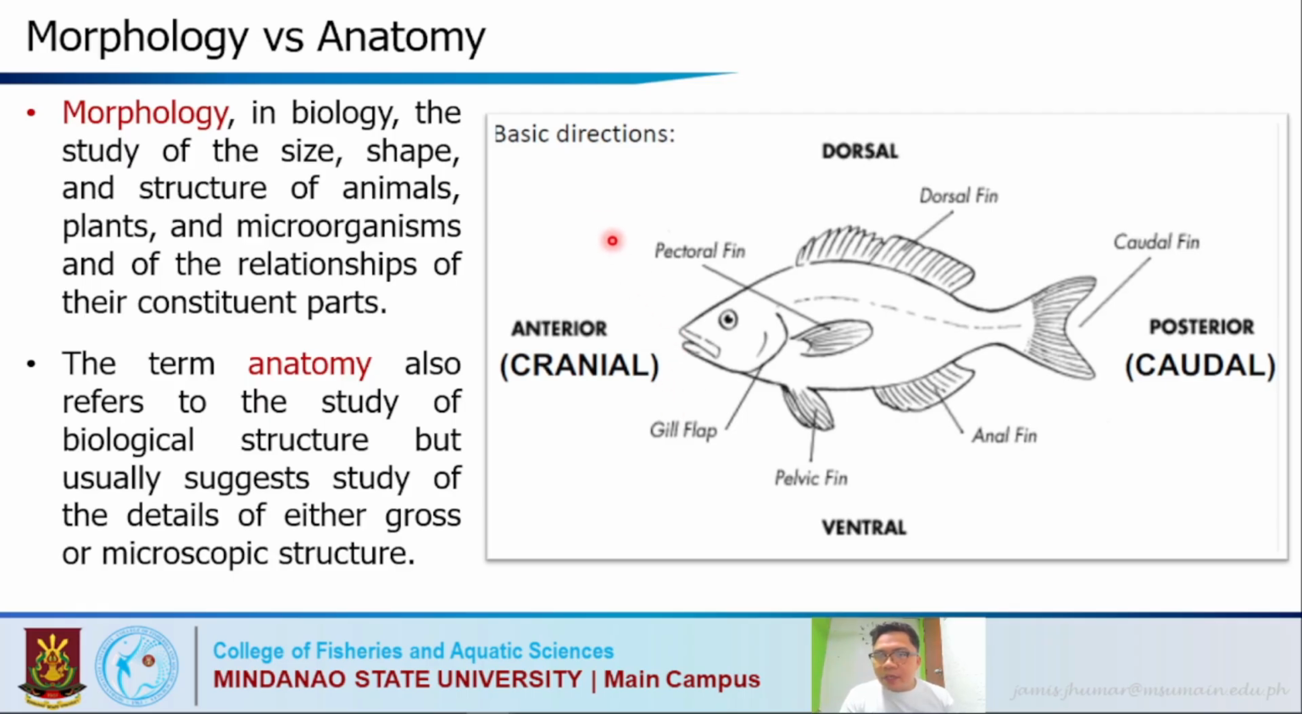Now, here we have the basic directions of a particular fish. The anterior part, we call it cranial, and the posterior part, we call it caudal. The upper part is the dorsal, and the bottom part is the ventral. And of course, here are some of the features of a common bony fish. This describes basically the external parts of a fish: the pelvic fins, the pectoral fins, the dorsal fin, the caudal fin, and the anal fin. Later on, we will be discussing each one of them as we go along in our discussion.